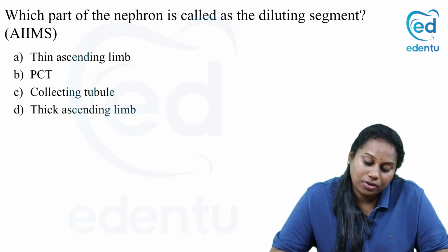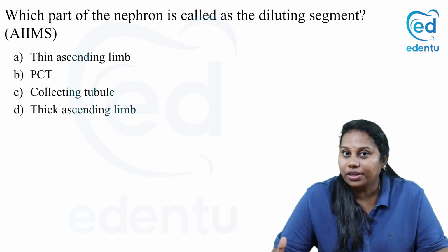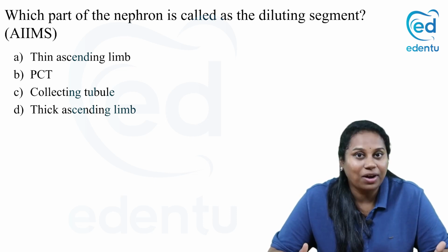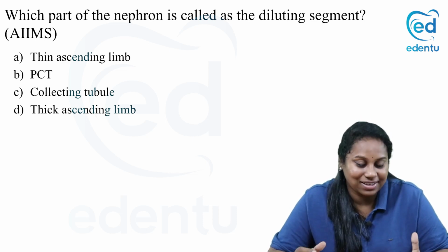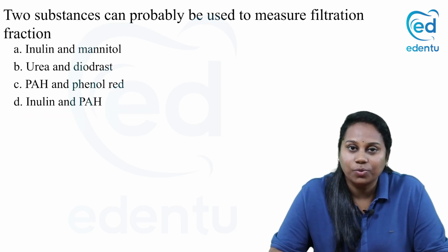Which part of the nephron is called the diluting segment? See, Ames question. Salts are reabsorbed, water is not reabsorbed. Which part is that? Yes, it is your thick ascending limb. The right answer is thick ascending limb. Over to the next question.